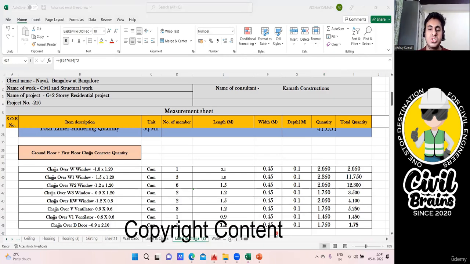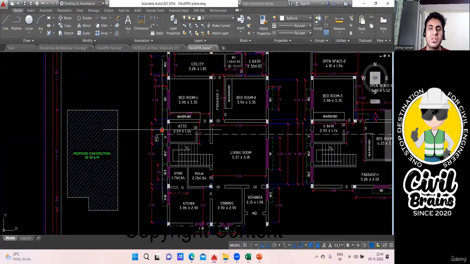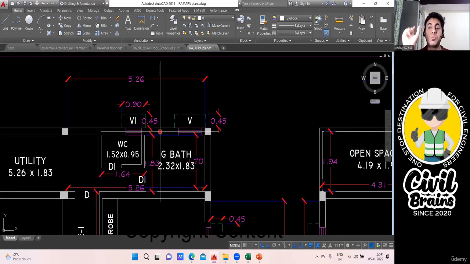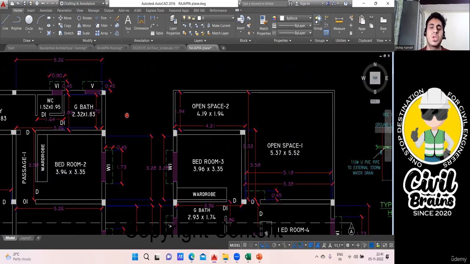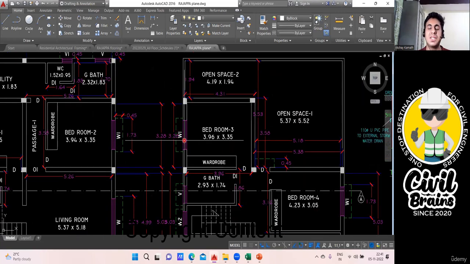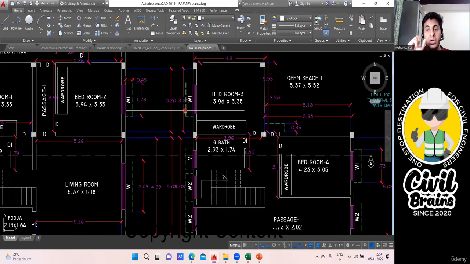Okay, what is that chedja portion? See here, wherever you're doing this lintel, you can see this green dotted line. It's a sunshade. The cantilever portion, what you see in your building, is called a sunshade. Few people call it a chedja. You can call it a sunshade also. There also concrete will go, so that quantity we need to find. In the next lecture, I'll teach you how the sunshade concrete quantity has to be taken care of and how the shuttering has to be done.